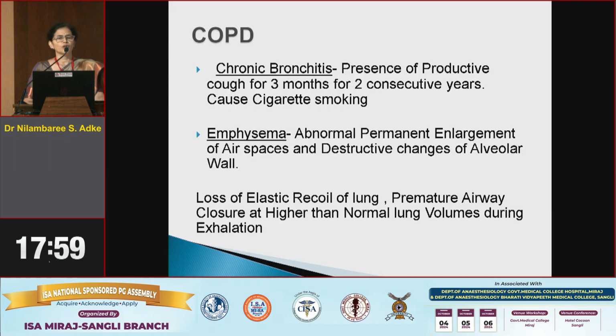So, what is chronic bronchitis? Chronic bronchitis is defined by the presence of productive cough for more than 3 months for at least 2 consecutive years. And the main cause is cigarette smoking. While emphysema is abnormal and permanent enlargement of air spaces and terminal bronchioles with destructive changes of alveolar walls. So this leads to loss of elastic recoil of lungs, and so premature airway closure happens during expiration at higher than normal lung volumes during exhalation.